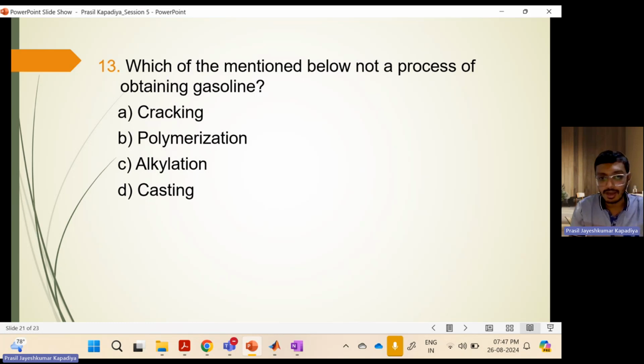Correct. Now next question. Which of the mentioned below is not a process of obtaining gasoline? Cracking, polymerization, alkylation, or casting. So cracking, catalytic cracking is done. Polymerization to convert ethane into polyethylene, alkylation, and casting. So casting is mainly used in the processes related to metal. So our correct answer is D, casting.